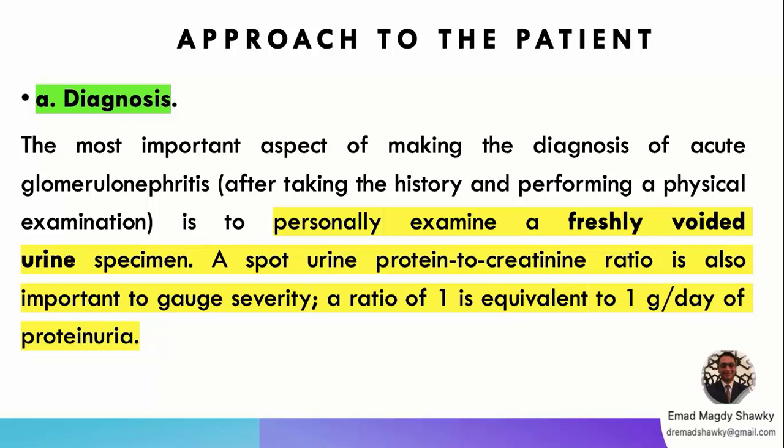Why? Because I will search for what is called active urinary sediments. What are the active urinary sediments? The RBCs, the fragmented RBCs, the RBC casts, the white blood cell casts, the proteinuria. All these are named like this because they are active inflammation products. So active urinary sediments may be the first step of diagnosis.